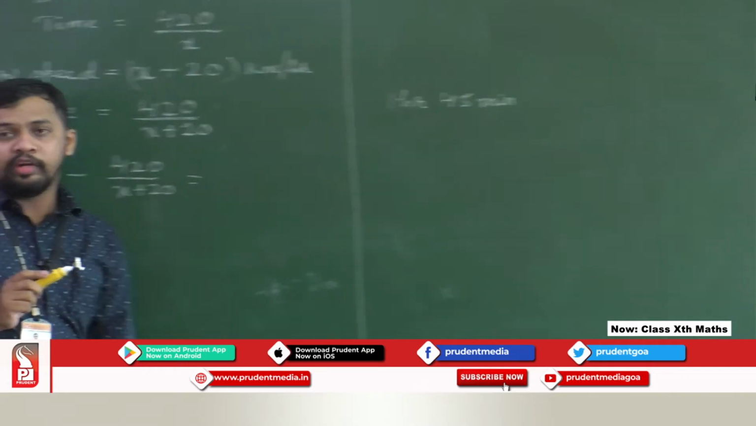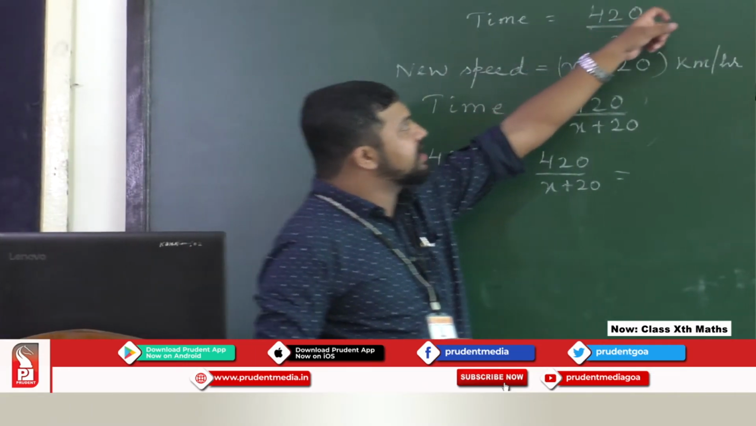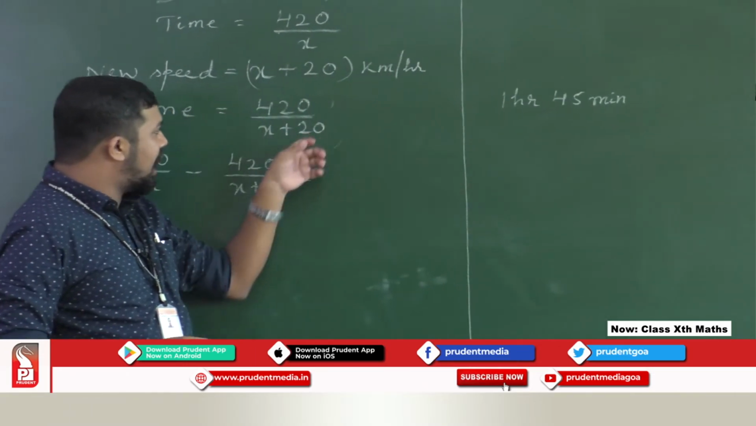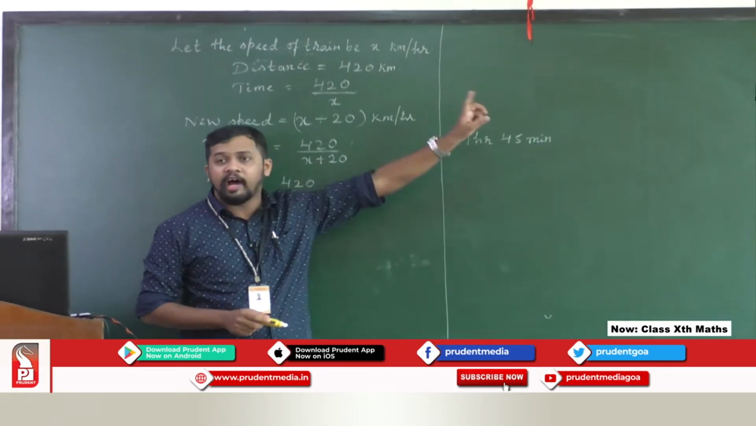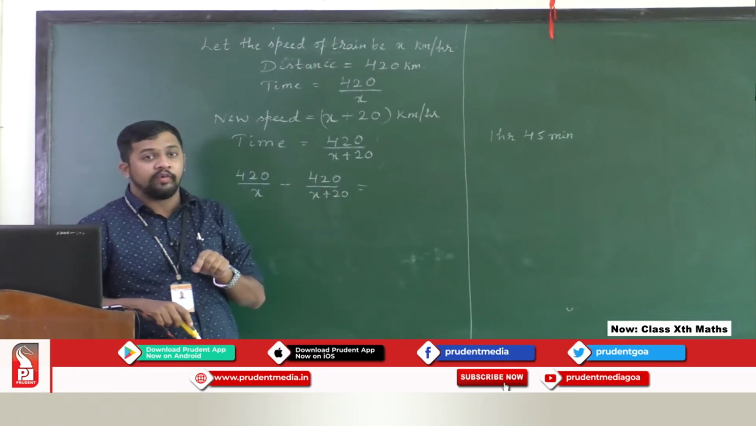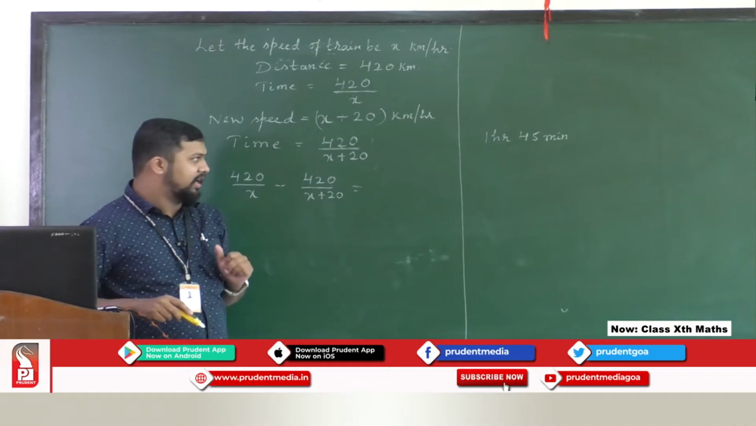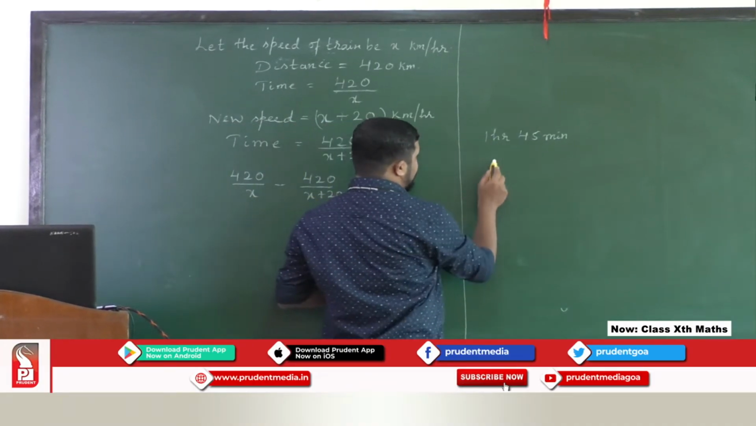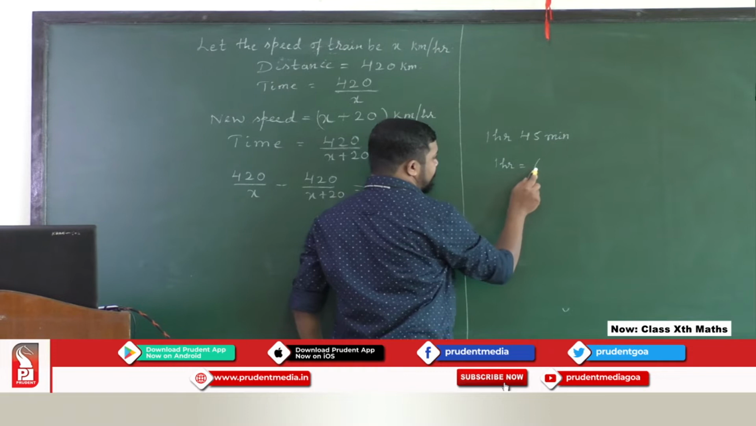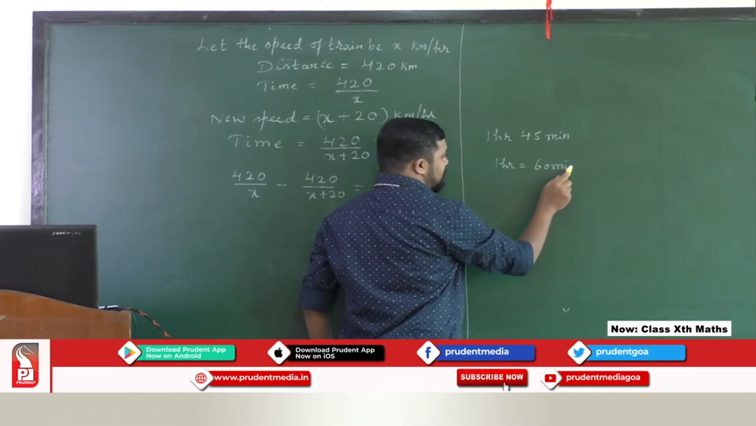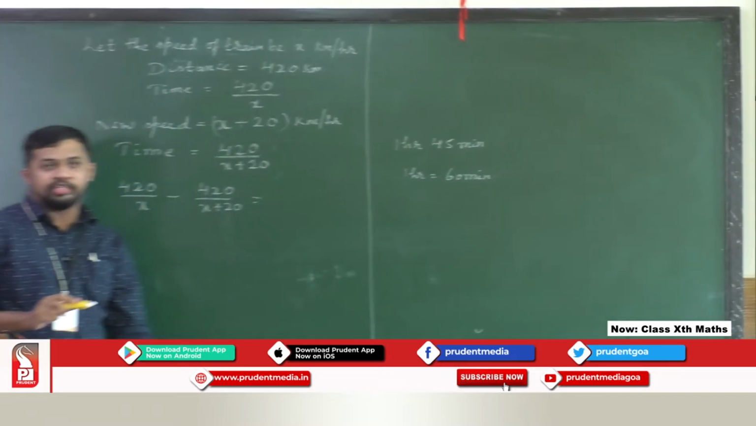Now if you see, the units should be the same. Everything is here in kilometer per hour, time is also in hours, and one is here 1 hour 45 minutes. That means I have to convert these minutes into hours. Now you know 1 hour is 60 minutes.